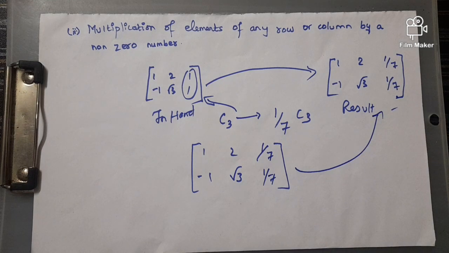So multiplying elements of any row or column by a non-zero number to achieve our result is the second operation that has been given in your elementary transformation. This is generally simple, but when you solve your sums, it will be somewhat more complex, right? So don't panic over that. So this is the general explanation of multiplication of elements of any row or column by a non-zero number. Now we will see the third one.